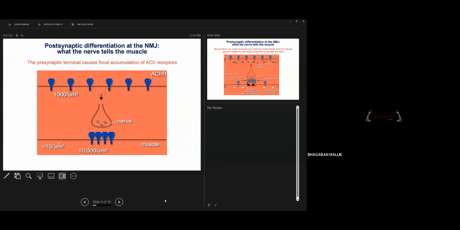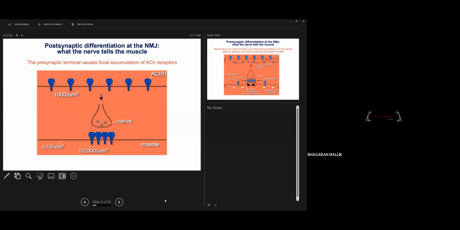Now we will talk about postsynaptic differentiation, how the receptors in the postsynapse cluster together, forming a functional connection. Okay, so we are talking about postsynaptic differentiation at the NMJ, and what the nerve tells the muscle. Initially, when you don't have the presynapse approaching the postsynaptic cell, you have receptors present in the postsynaptic compartment. So before the axon terminal, the synaptic terminal, innervates the muscle or postsynaptic cell, the receptors arise in the postsynaptic cell.